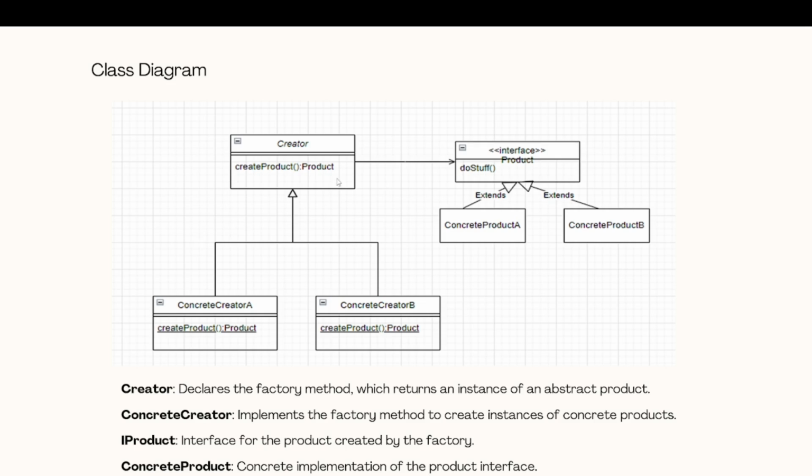It returns an instance of an abstract product. Now there are two subclasses. The concrete creators implement this creator pattern, and here it defines what type of product has to be created using this create product.